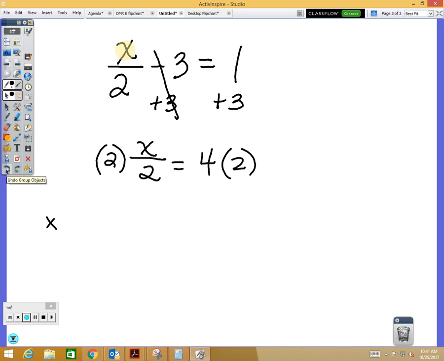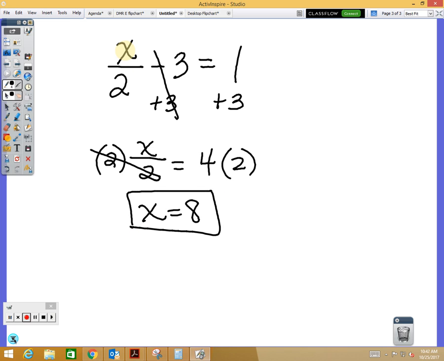Tommy, I don't like those as much because then it looks like a decimal. So parentheses is the way you're going to see it in algebra. You might as well just get in the habit of using parentheses. So dividing by 2 and multiplying by 2 are canceled, and x equals 8.